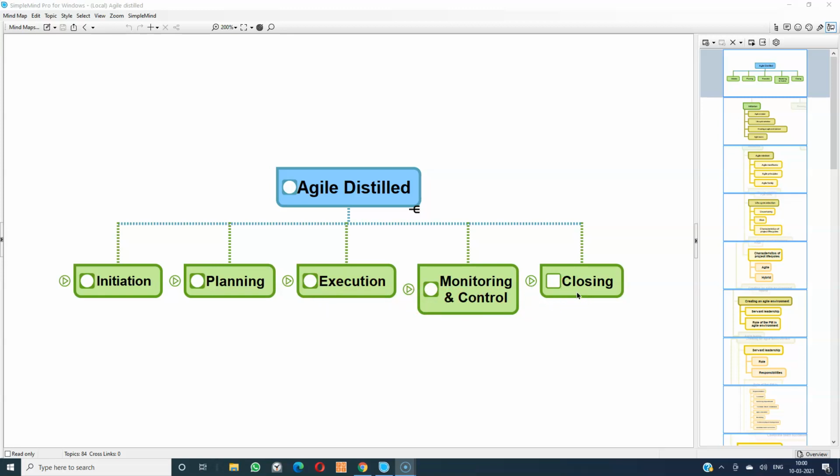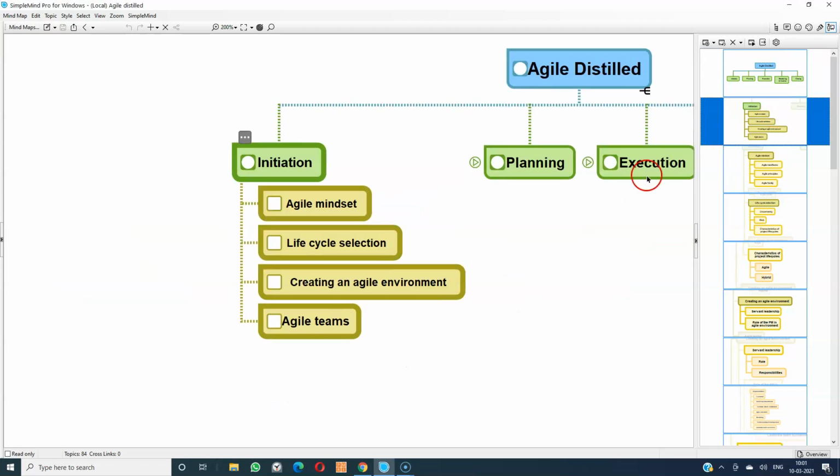So like every project, even an Agile project has to be initiated first, then it has to be planned at a project level, at a release level, at a sprint level, then it has to be executed as per Agile, and it has to be monitored and controlled on a daily basis, at an iteration level, at a release level, even at a product level, and it has to be formally closed again at an iteration level, at a release level, and at the final product level.